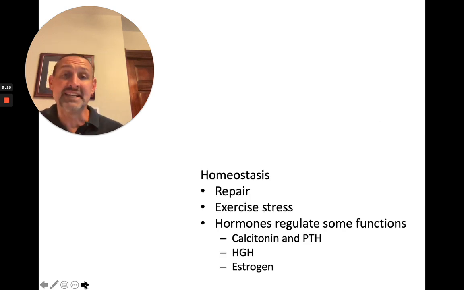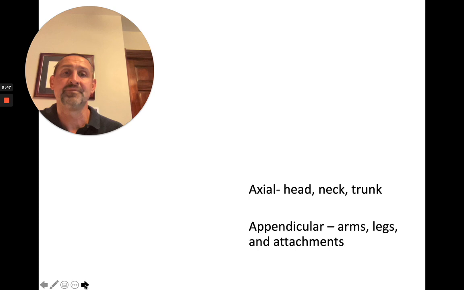Bones maintain homeostasis, so they repair when they're broken. If they're stressed with exercise, they respond by getting thicker. And hormones can help regulate some of those functions. Calcitonin is a hormone that causes bones to absorb more calcium. Parathyroid hormone is a hormone that causes bones to release calcium. Human growth hormone stimulates bone growth, especially in length. Estrogen stimulates calcium absorption, especially in women.